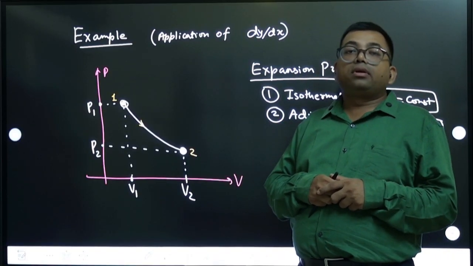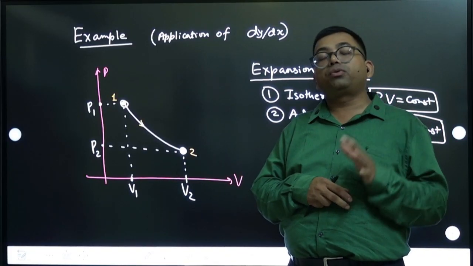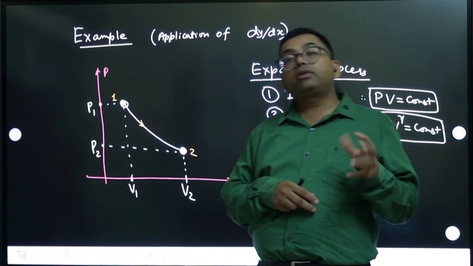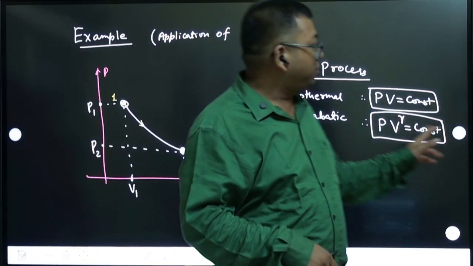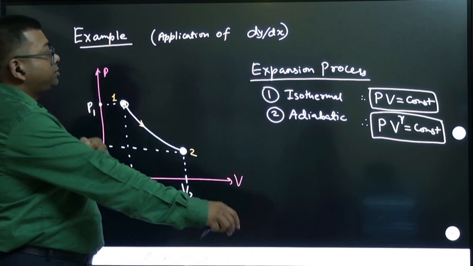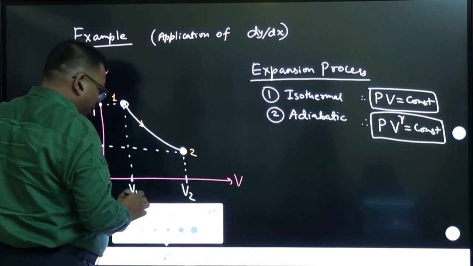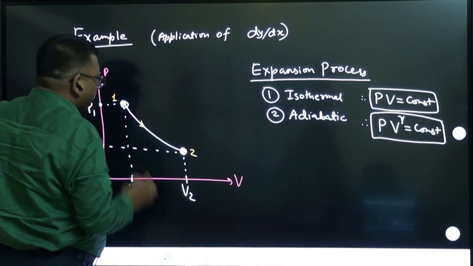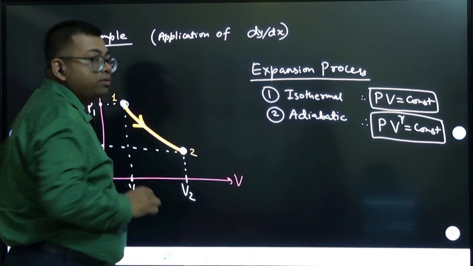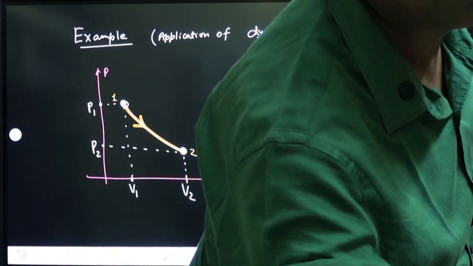Okay. Now, what are we interested in? We want to find the slope. What is the slope of this graph, and what is the slope of the other graph? This graph which I am representing is PV equal to constant during expansion. Okay, PV is equal to constant. That's the graph.